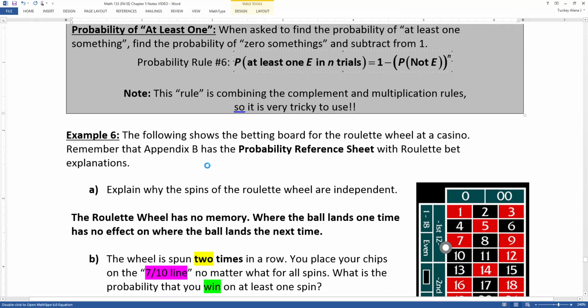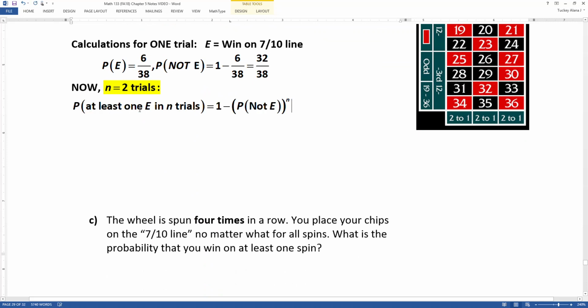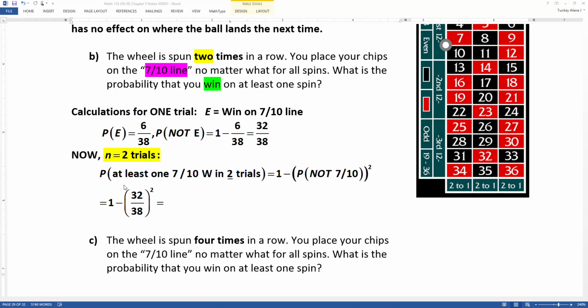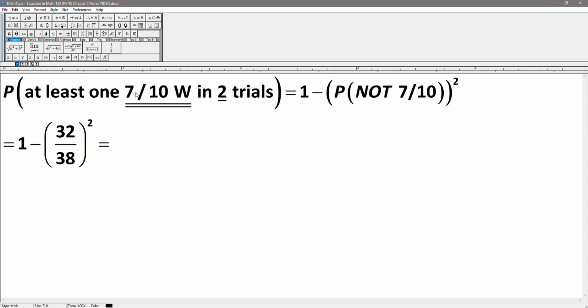So the probability of at least one E being a win on a 7-10 line would be 1 minus the probability of not E to the n power. So the probability of at least one, and I wrote out what E was. E is right here. E is the 7-10 win. So win on the 7-10 line. Let me give it a double underline or something. That's event E.